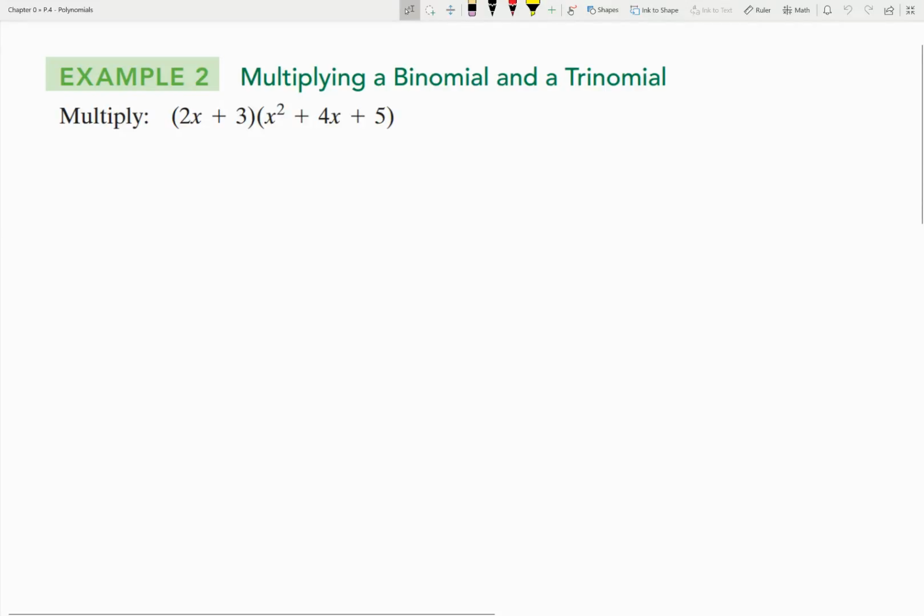So let's actually do this problem with the 2x and the 3. Let me rewrite this so I have some room.